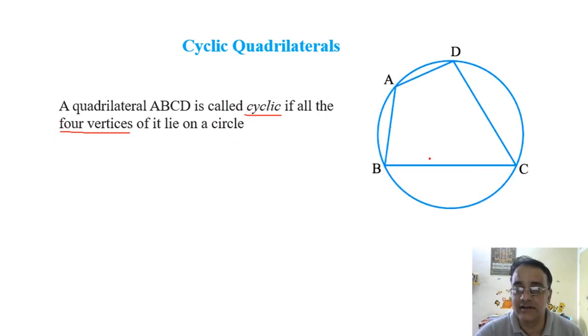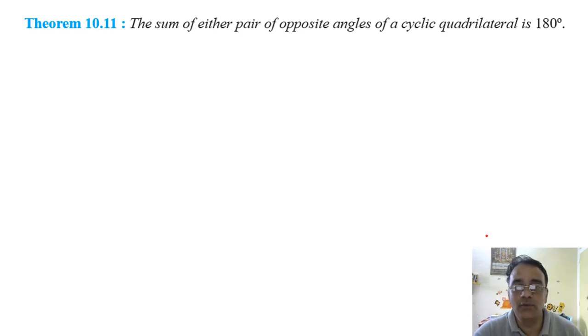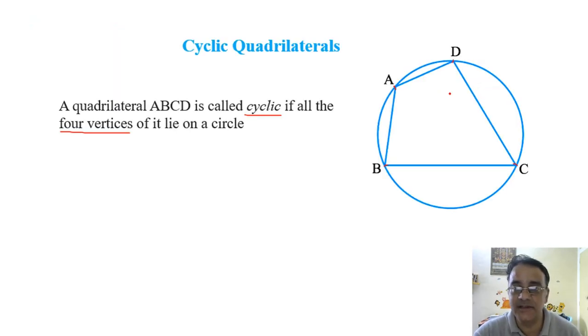See this figure. Point A, देखो इसके चारों vertices circle में हैं. The definition is clear to all of you? Yes, sir. So now we are moving towards one very important theorem of cyclic quadrilaterals. The sum of either pair of opposite angles of a cyclic quadrilateral is 180 degrees. So opposite angles means the sum of these two angles. Angle A plus angle C is 180 degrees. Similarly, angle B plus angle D is 180 degrees.